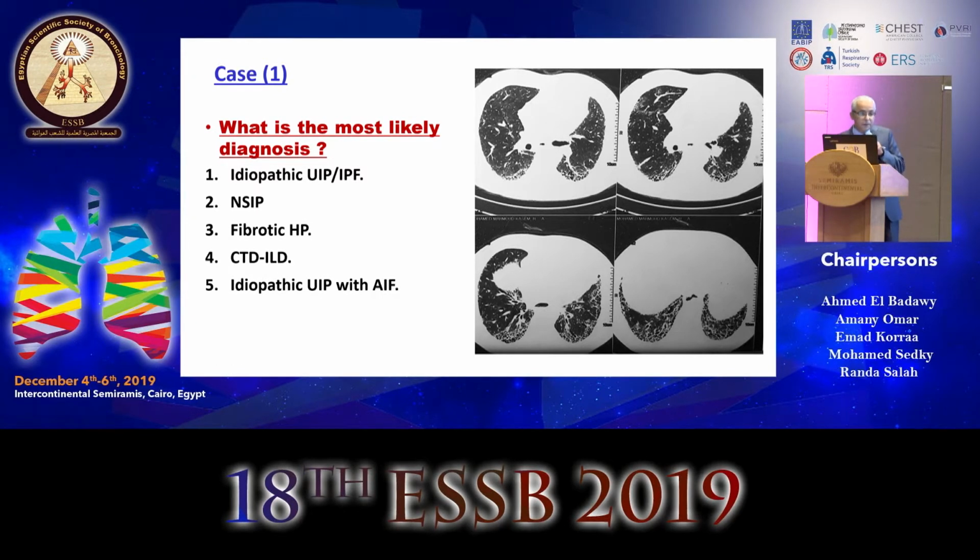Is it idiopathic UIP, IPF? Is it fibrotic HP? Is it fibrotic NSIP? Is it connective tissue disease related UIP? Or is it idiopathic UIP with autoimmune features?